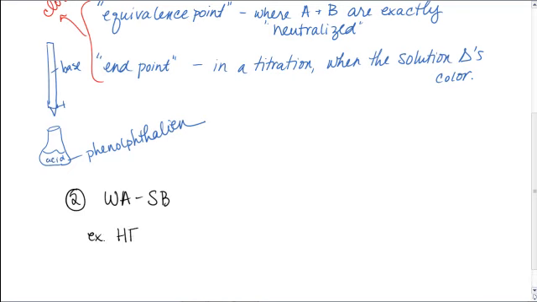So perhaps we do HF and sodium hydroxide, because that's a weak acid. What are the products of that reaction? Rajan? Right, water and sodium fluoride.